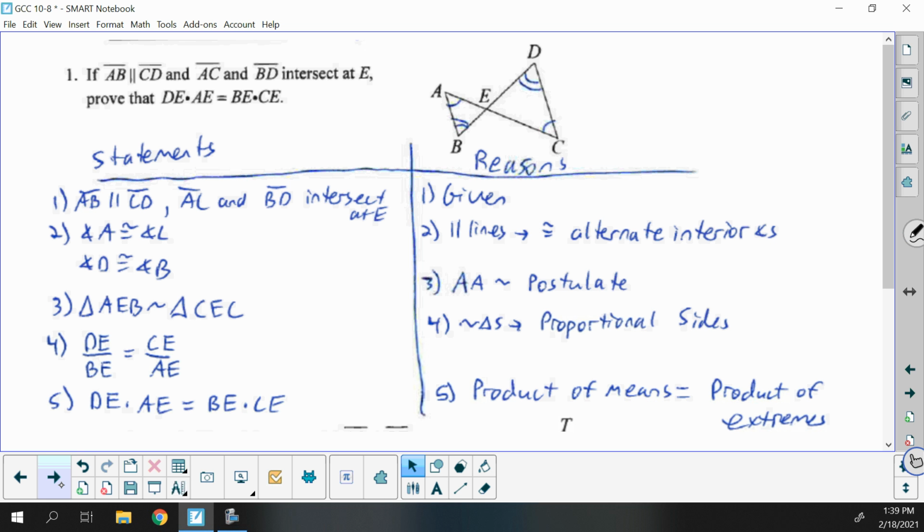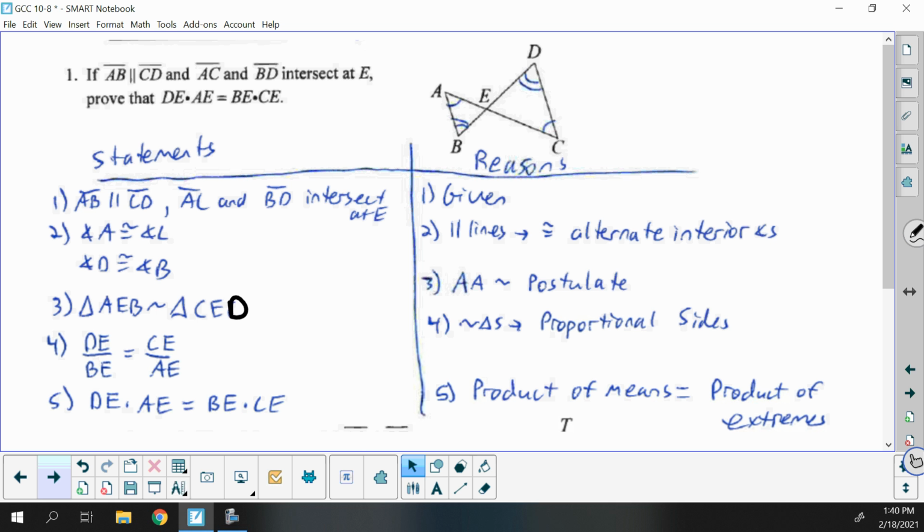Make sure you have A matching with C, the E's matching, and oops, this should say B, C, E, D here. That should be a D in that spot, sorry. Then we've got our proportions.